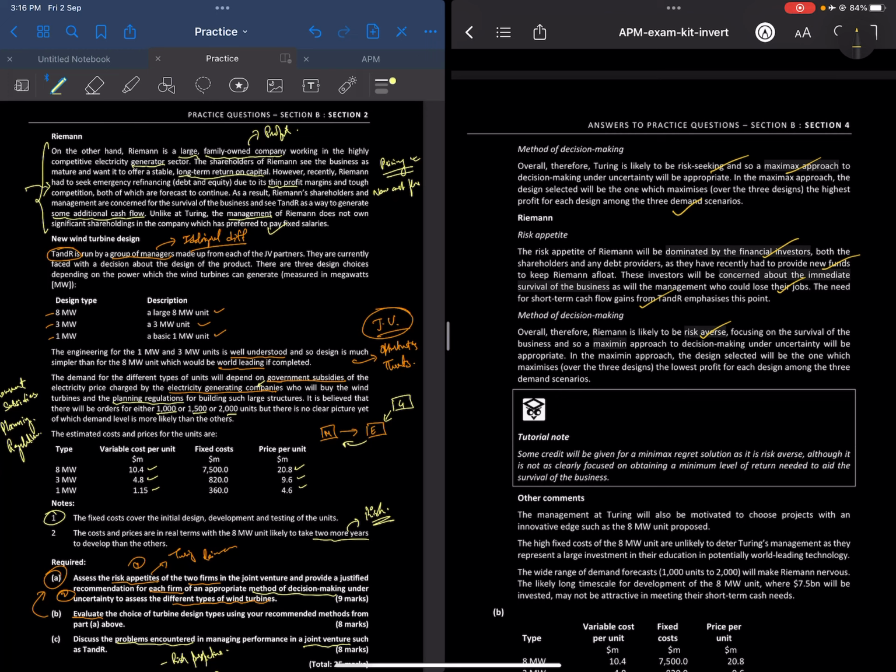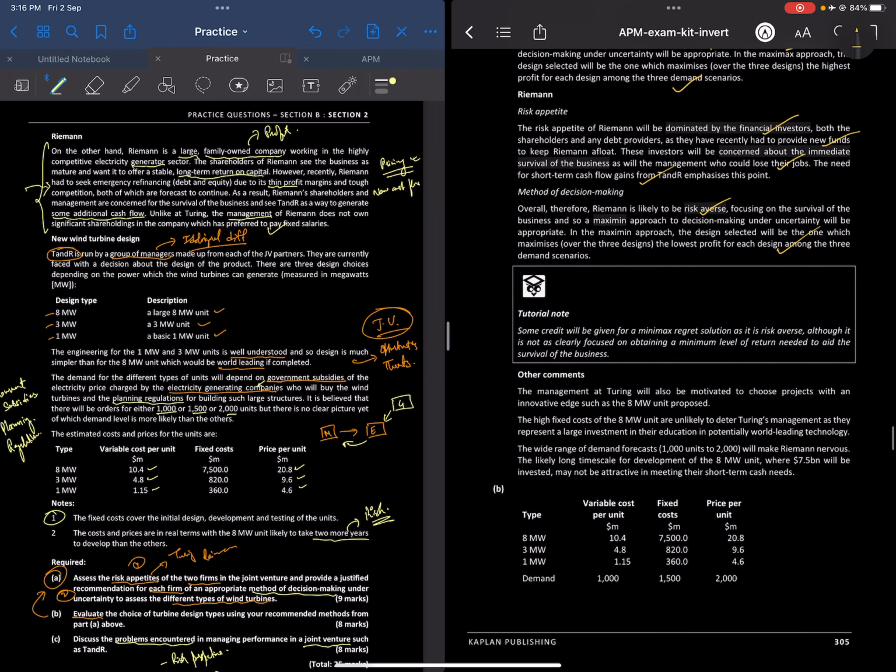In the maximin approach, what will happen? They will be selecting the design which maximizes the lowest profit of each design among the three different demand scenarios. Some credit will be given for the minimax regret solution, as it is risk averse, although it's not clearly focused on obtaining a minimum level of return needed to aid the survival of the business, right?